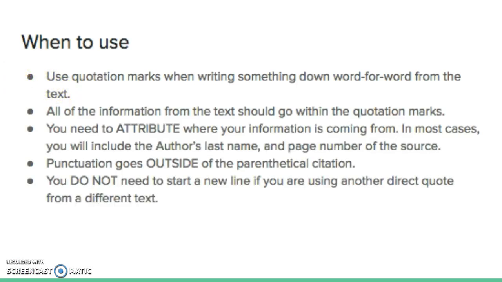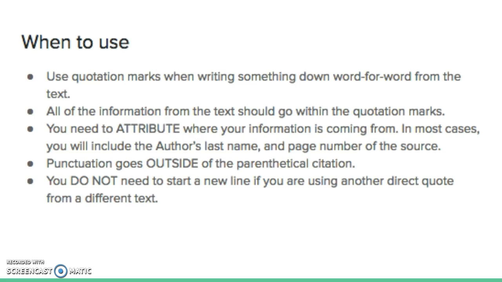So, when to use quotation marks when citing textual evidence. Use them when you're quoting something word for word from the text. If you're just paraphrasing, you still need to cite where you're getting that information from, but you don't use quotation marks. You're only using quotation marks if you pull it word for word.